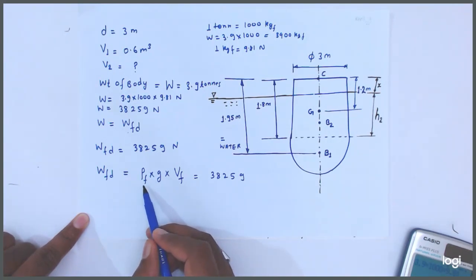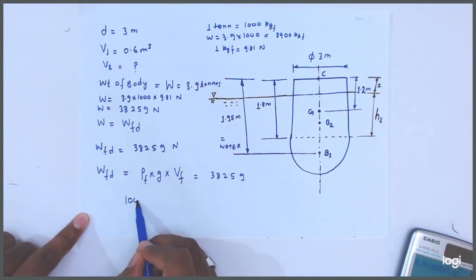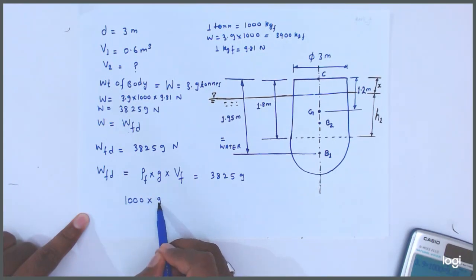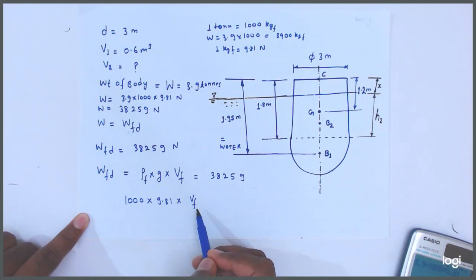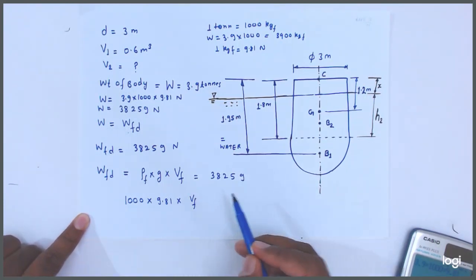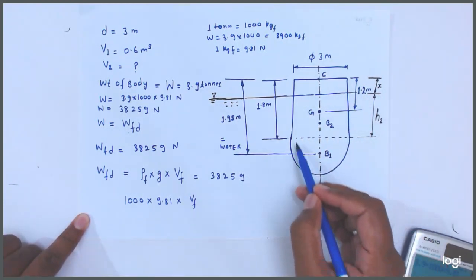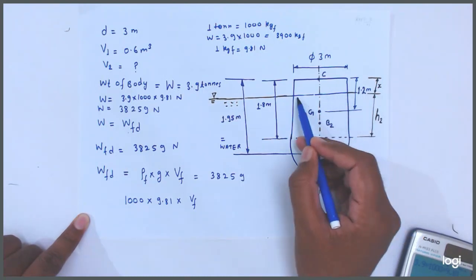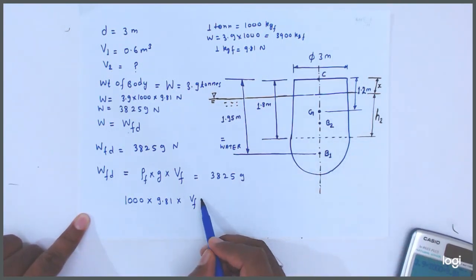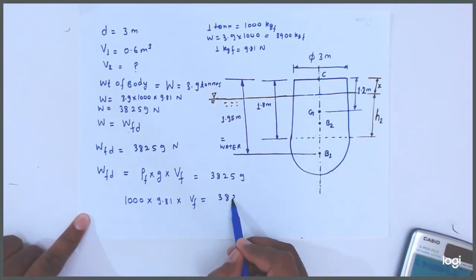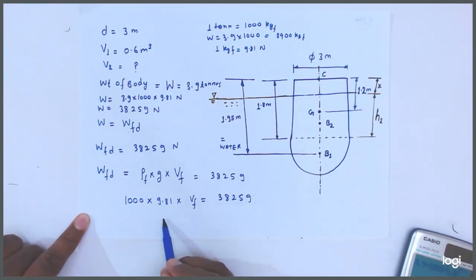We know that friends, density of water is equal to 1000. So this is 1000 into 9.81 into volume of fluid. This volume of fluid means total volume here inside the water. So it will be equal to Vf1 plus Vf2. Okay friends. So 38259 from here. Total volume Vf is equal to how much?